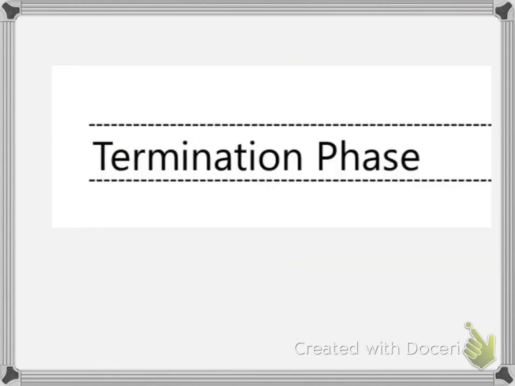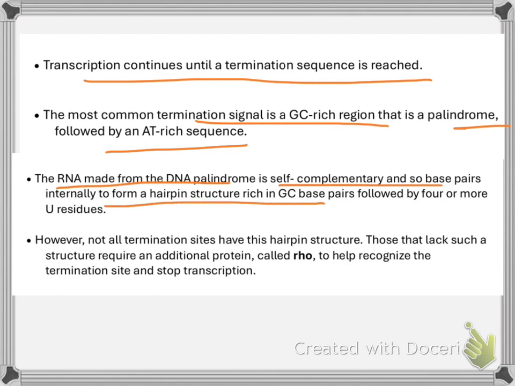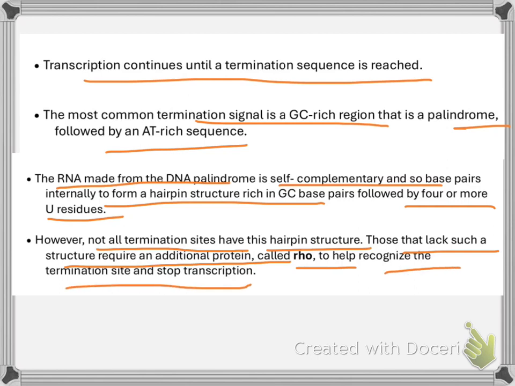Once more, we can discuss the termination phase. The transcription continues until a termination sequence is reached, and the most common termination sequences are GC-rich regions, that is palindromes, followed by an AT-rich sequence, and the RNA made from the DNA will be a palindrome, so it's self-complementary. So it base pairs internally to form hairpin structures in GC base pairs, followed by 4 or more uracil residues. And not all termination sites have this hairpin structure. Those that lack the structure require an additional protein called rho protein, which helps to recognize the termination site and stop the transcription.